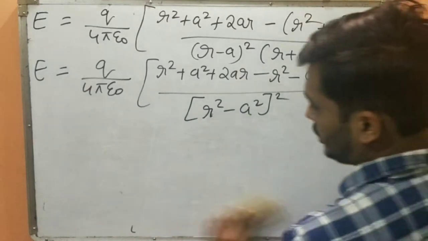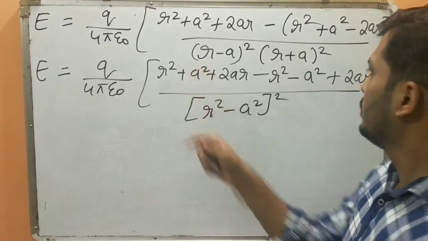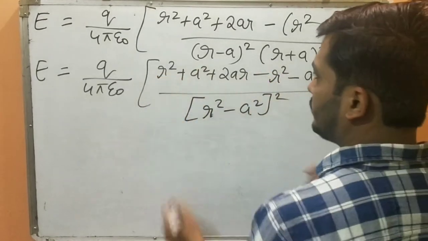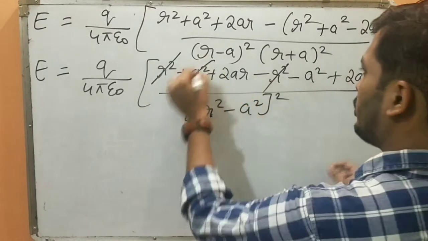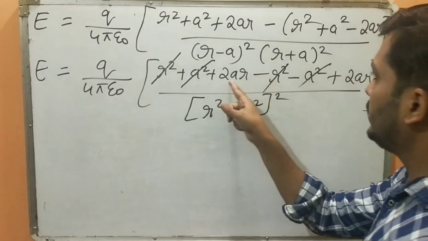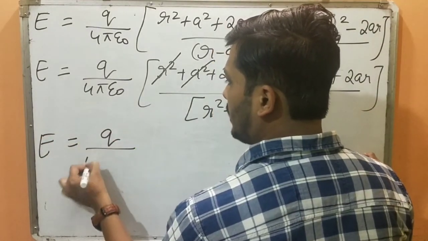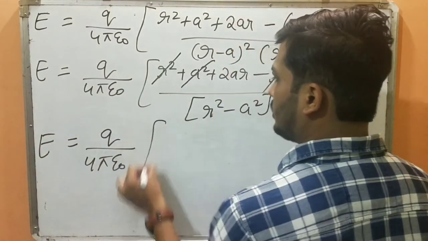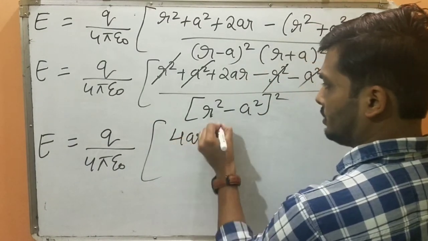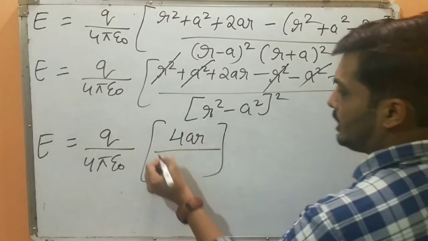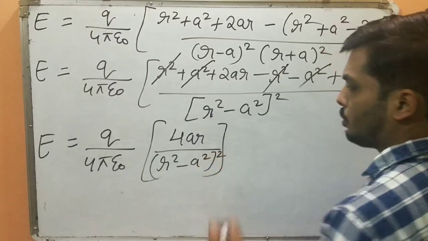At any point, if you're not understanding, please comment and tell me. Okay. So see here, now you can eradicate certain terms. Now plus r square will go with minus r square, plus a square will go with minus a square. So what you are left with? 2ar plus 2ar. So that is equal to q divided by 4 pi epsilon naught, 2ar plus 2ar is nothing but 4ar divided by r square minus a square the whole square.